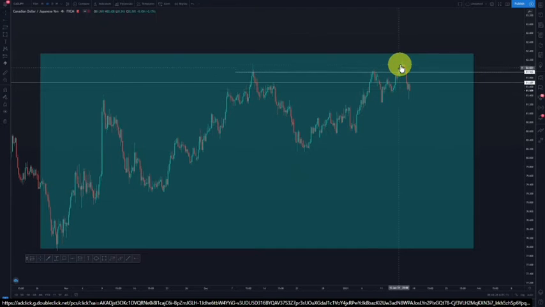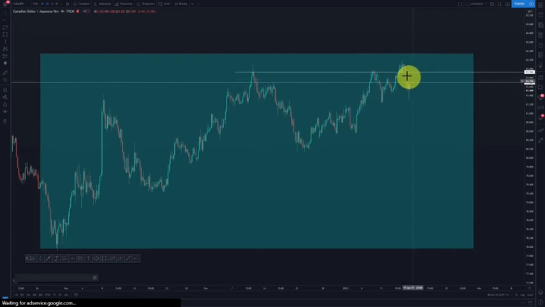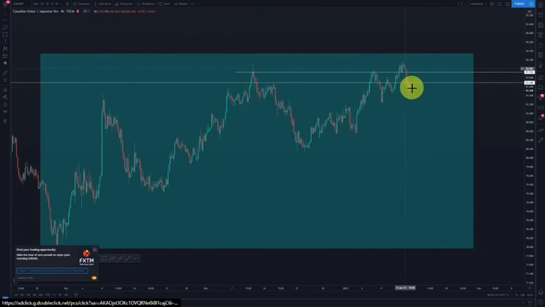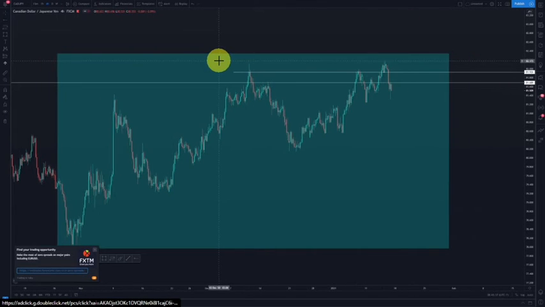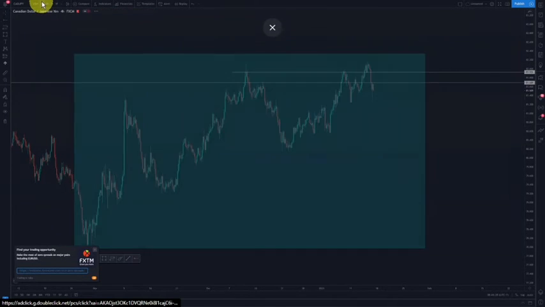Then the market broke this level, guys. It broke this level, and now the market is tackling itself down. It wants to give us an entry so that we may shoot up. So let's just go to our 1 hour time frame.